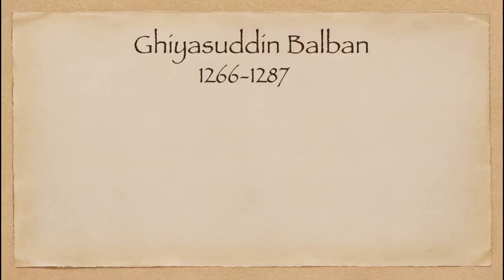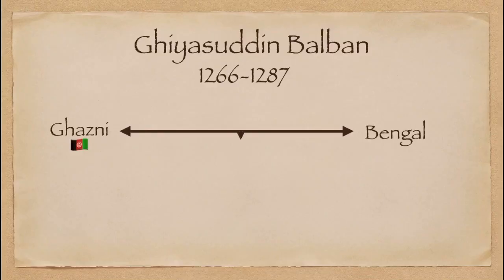Ghiyasuddin Balban was the Sultan of Delhi from 1266 to 1287 CE. It's written that his vast empire was so huge that it stretched from Bengal in the east to Ghazni in the west. Ghazni is present in Afghanistan, and it also included all of South India. It is said that some people of Maharashtra, Karnataka, Gujarat, and other regions were so scared of him that they fled before his armies. Although historians say that these claims are exaggerated.